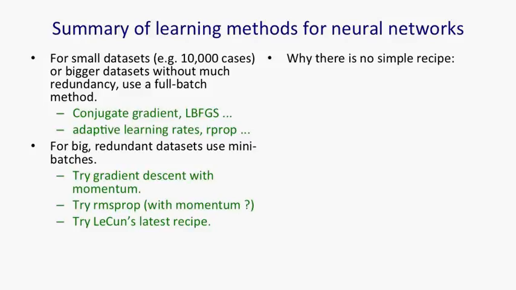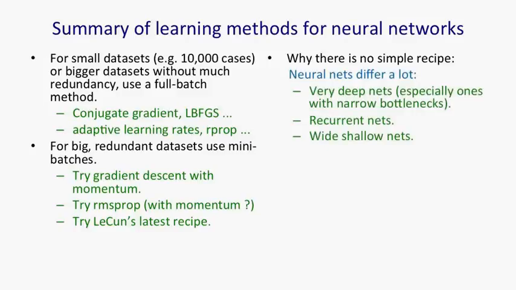One question you might ask is, why is there no simple recipe? We've been messing around with neural nets, including deep neural nets, for more than 25 years now, and you'd have thought we'd have come up with an agreed way of doing the learning. There are really two reasons, I think, why there isn't a simple recipe. First, neural nets differ a lot. Very deep networks, especially ones that have narrow bottlenecks in them, which I'll come to in later lectures, are very hard things to optimize, and they need methods that can be very sensitive to very small gradients.